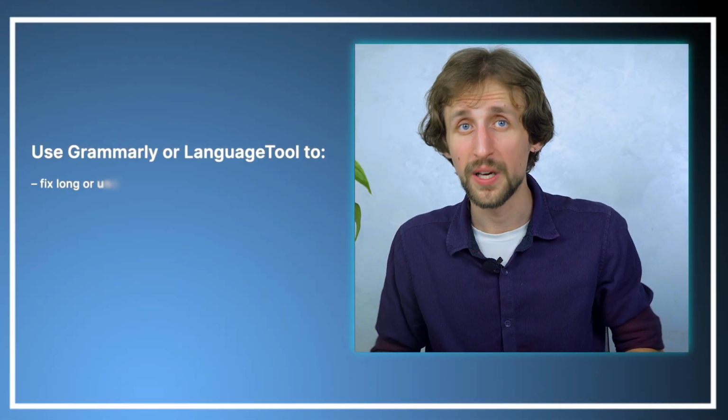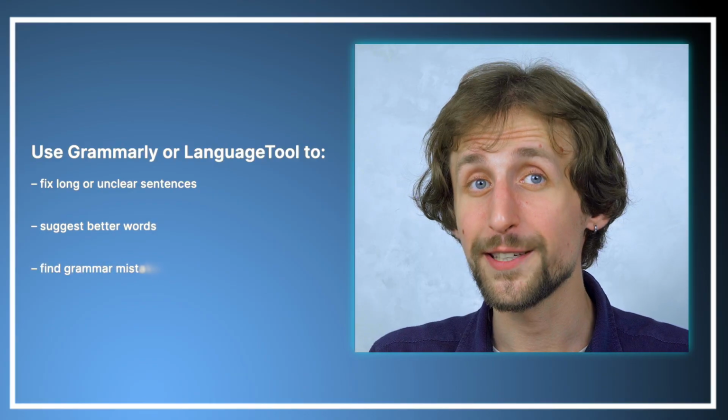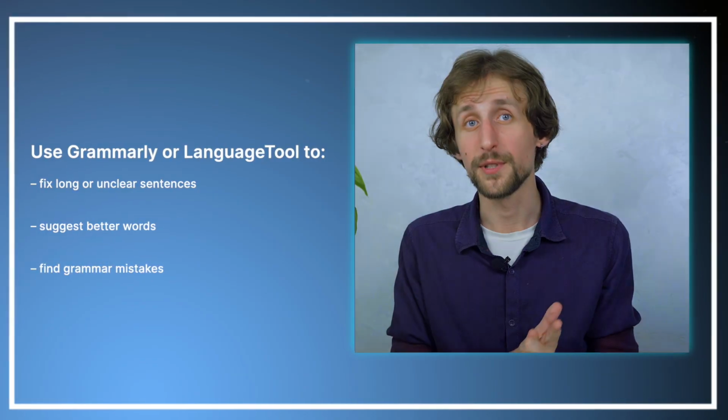Number 4. Editing your text. AI tools can also make your writing clearer and more professional. Use Grammarly or LanguageTool too. Fix long or unclear sentences, suggest better words, find grammar mistakes. Try this prompt: Check this paragraph and make it easier to read. AI might say, this sentence is too long. Try to break it into shorter ones.